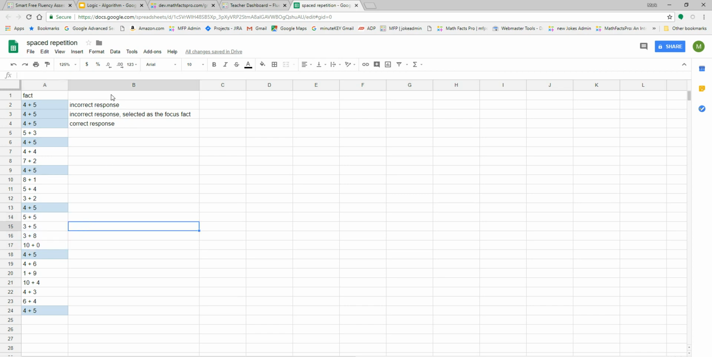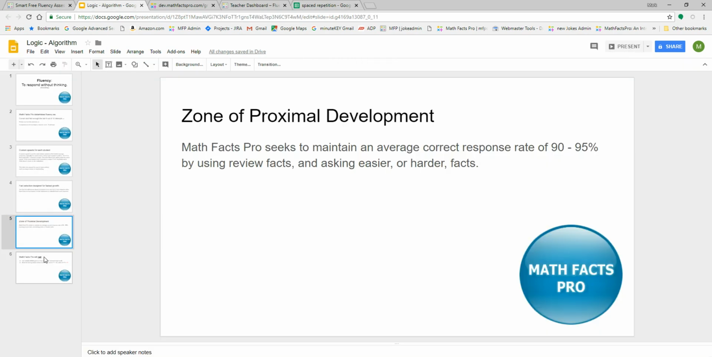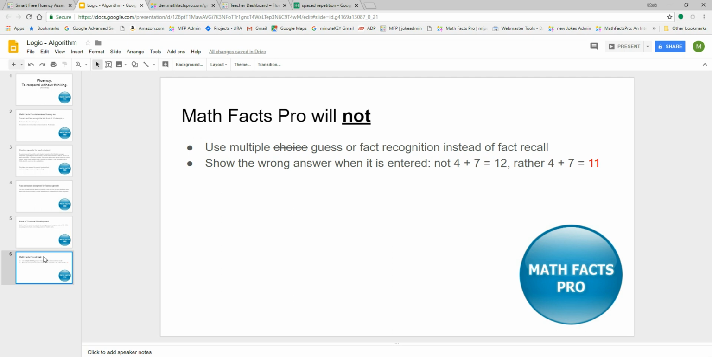Multiple choice actually tests to see if you recognize the answer as opposed to completely recalling it from memory. So MathFacts Pro is not multiple choice. If a visual learner enters a wrong answer and then sees the question presented with their incorrect answer, it can hinder remembering the right answer. So MathFacts Pro will never show the question with an incorrect answer, always with the right answer, but in red to indicate that it was missed.